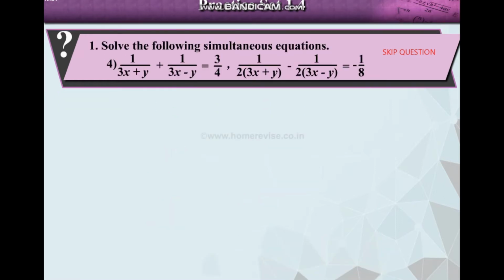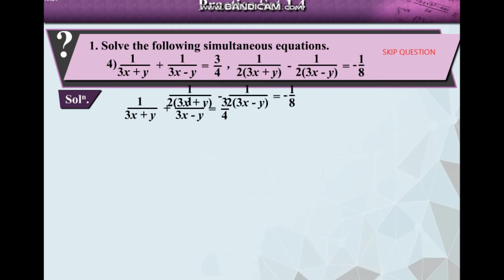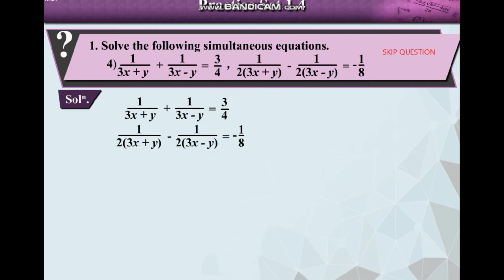4. 1 upon 3x plus y plus 1 upon 3x minus y is equal to 3 upon 4. 1 upon 2 multiplied by 3x plus y minus 1 upon 2 multiplied by 3x minus y is equal to minus 1 upon 8. Solution. Equations. 1 upon 3x plus y plus 1 upon 3x minus y is equal to 3 upon 4.